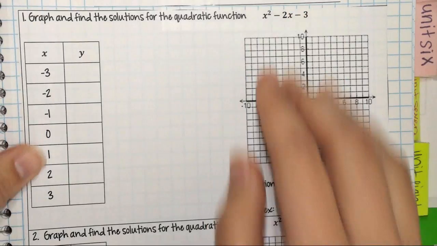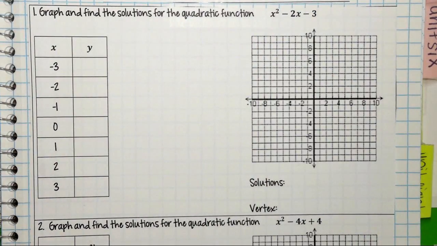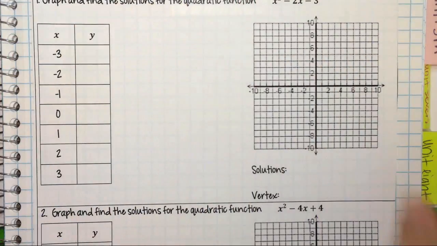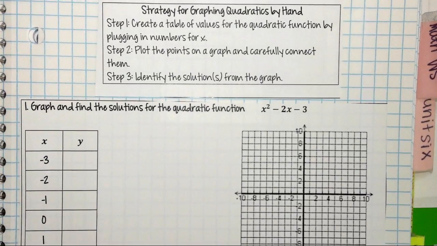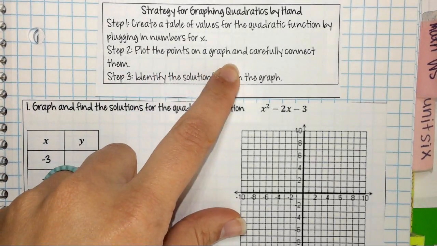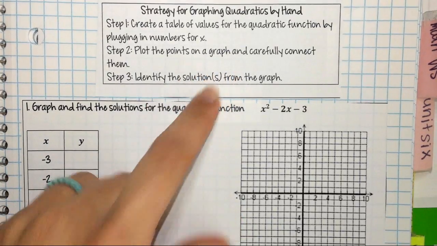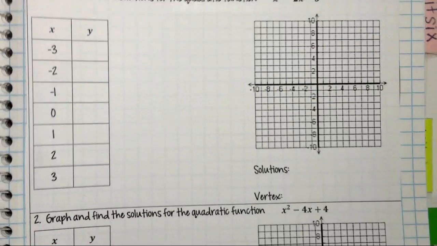Now, let's go to where they're a little bit more complicated. What was the minimum before? It was the lowest point of that one, because it opens up. All right, so what you do is, like it says at the top, you create a table of values for the quadratic function by plugging in numbers for x. Then you plot the points on a graph and carefully connect them, identify the solutions.